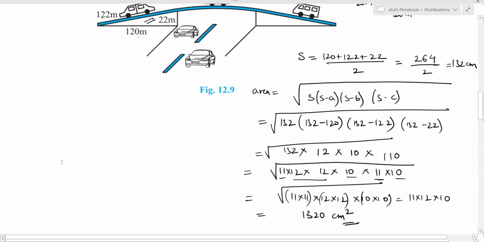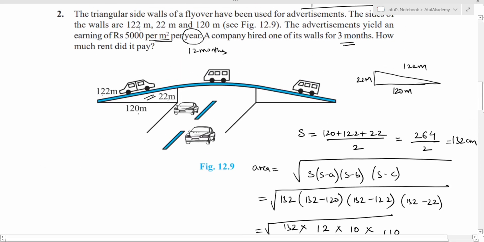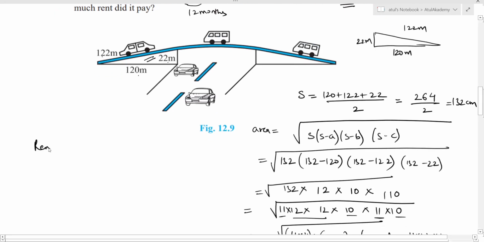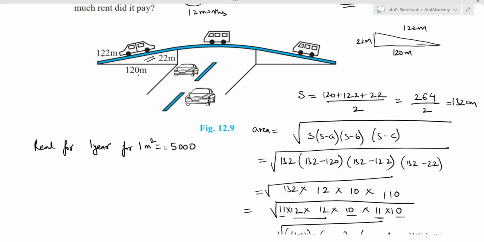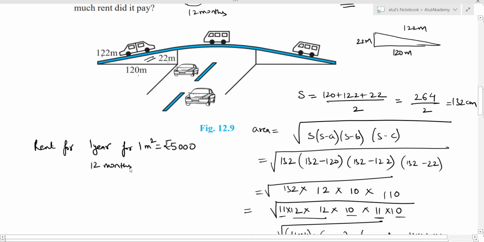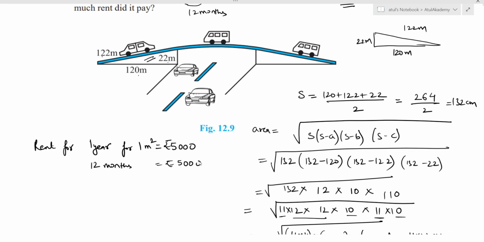Now, I need to calculate the rent. Now, rent for 1 year is given to me. So, rent for 1 year for 1 meter square is how much? 5,000 rupees. This is for 1 meter square only and for 1 year, meaning it is given for 12 months. Okay, it's rupees 5,000. For 3 months, what will it be? We'll use the unitary method here. So I'll divide it by 12 and multiply by 3. This is for 1 meter square still.